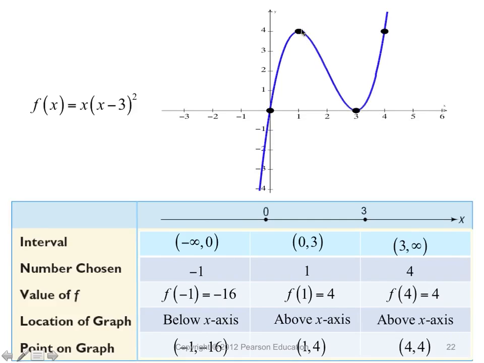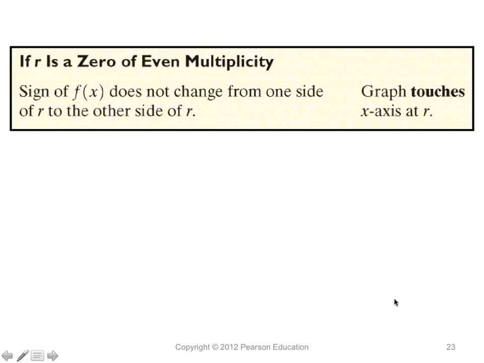And we don't exactly know how high up this goes, but that doesn't matter too much. And then we also have a point at (4, 4), which is going to be right here, and then it's going to continue on. So you can see that from negative infinity all the way up to 0, we're below our x-axis. And then from 0 to 3, we're above our x-axis, and also from 3 to infinity, we're above our x-axis, which matches with what we determined down here.